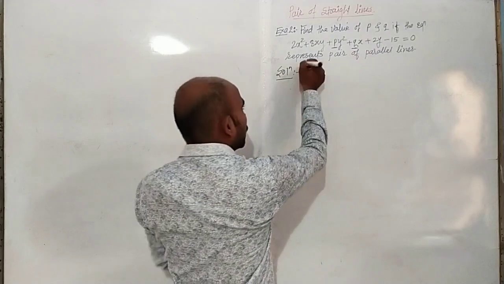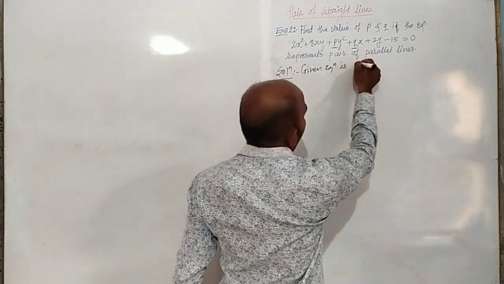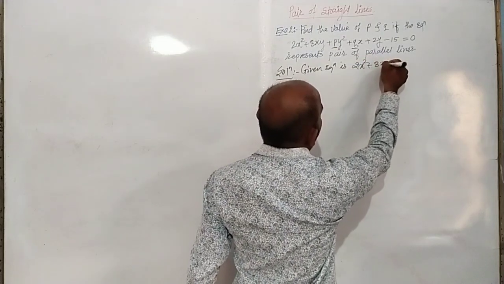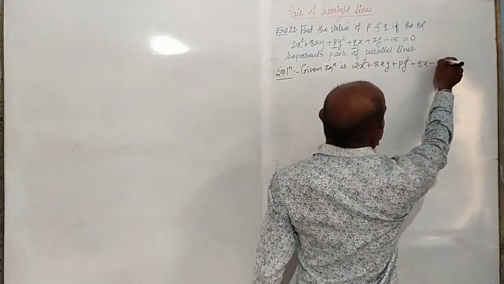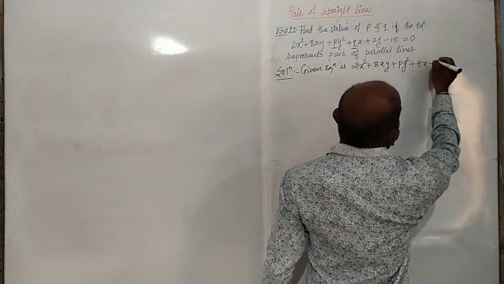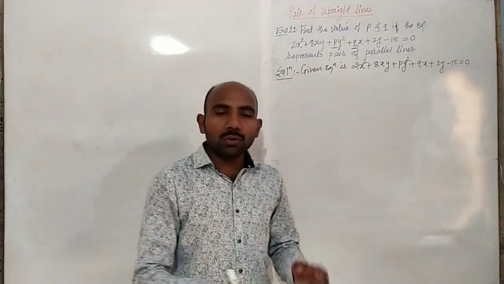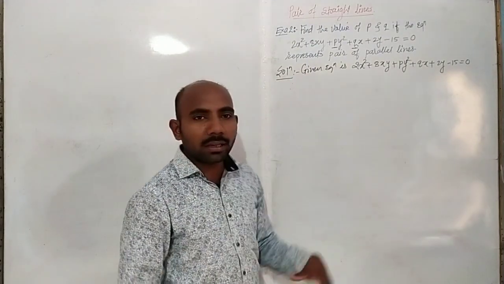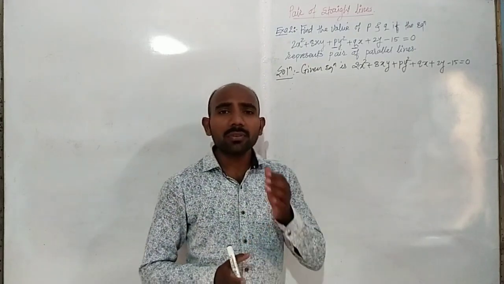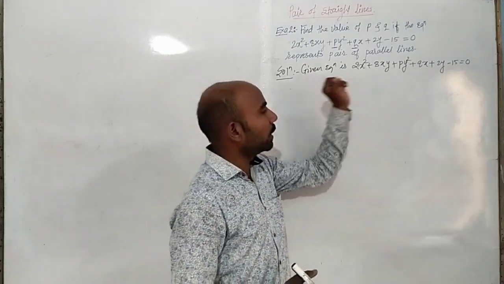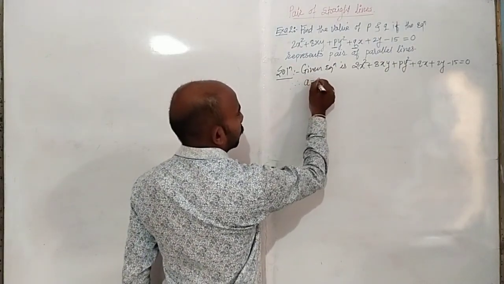So given equation is 2x square plus 8xy plus py square plus qx minus 50qx plus 2y minus 50 equals 0. We compare this equation with the general equation of a pair of lines. After comparing, the values we get: the value of a is 2. Therefore a is equal to 2.